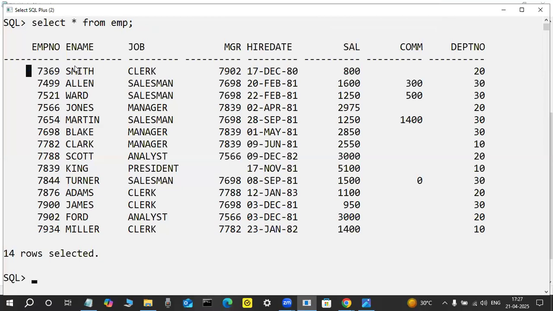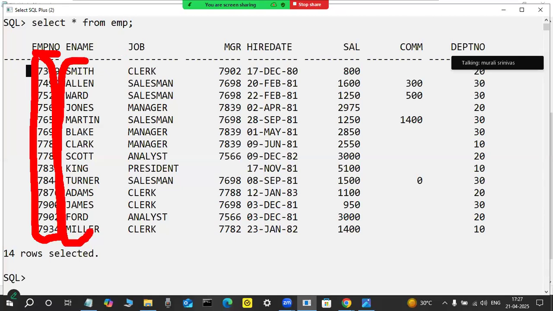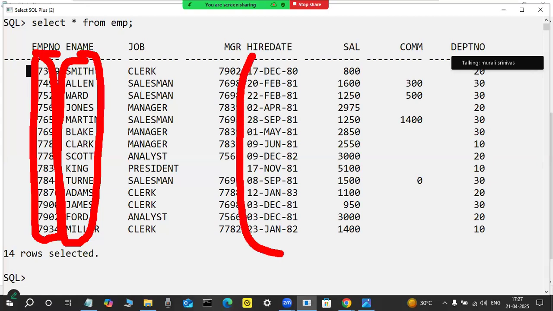Now observe here. This table contains what? Structured data. Really structured data? Yes, if you observe for one minute, you will also say this is structured data. Why? Observe here. This is a column. What is it? The employee number column. In this column only numbers are available. In this column only strings are available. In this column only dates are available.